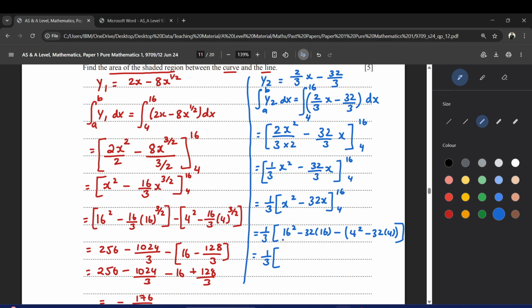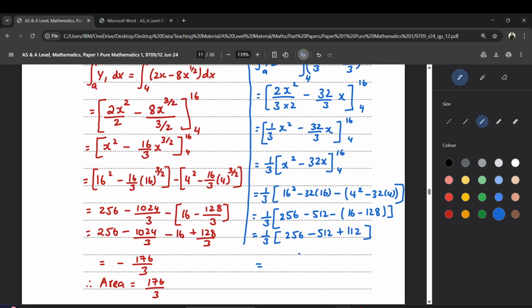So 16 square is 256. Then 32 times 16 is 512, minus 4 square is 16 and 32 times 4 is 128. So 1 upon 3 times 256 minus 512. Now 16 minus 128. 16 minus 128 is minus 112, and when this minus multiplies, it becomes positive 112.